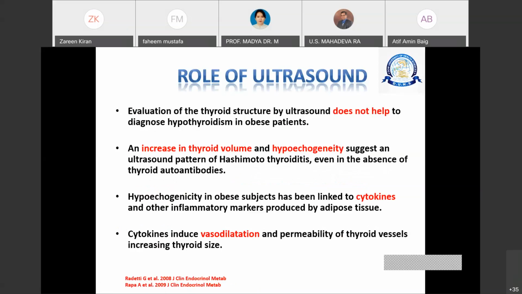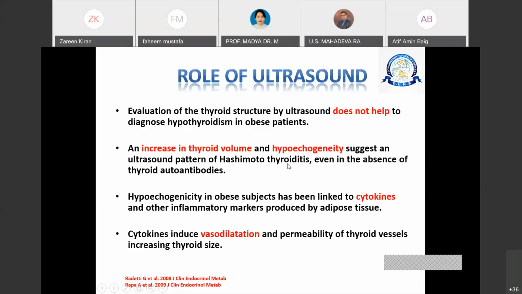A bit about the role of ultrasound in such cases. Thyroid structure evaluation by ultrasound is not helpful to determine whether an obese patient has a thyroid problem or hypothyroidism, because an increase in thyroid volume has been observed along with hypoechogenicity, which suggests an ultrasound pattern just like Hashimoto's, although there is no thyroid antibody there.